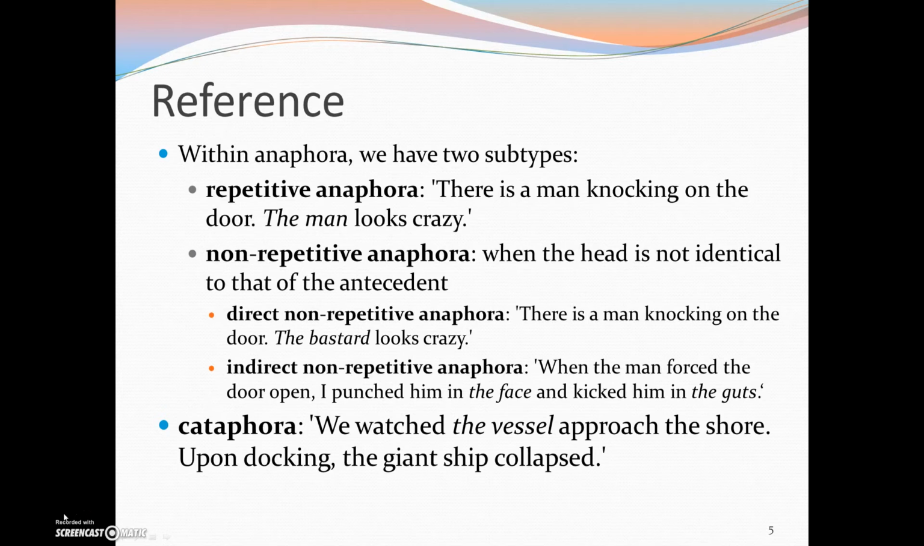So we have this example here. We watched the vessel approach the shore. Upon docking, the giant ship collapsed. So here we're looking at the noun phrase, the vessel. And I haven't mentioned anything about a ship or a vessel before, but the vessel points forward to something that comes afterwards, right? So obviously it points forward to the word ship. The giant ship collapsed. So here the word ship is called the postcedent.